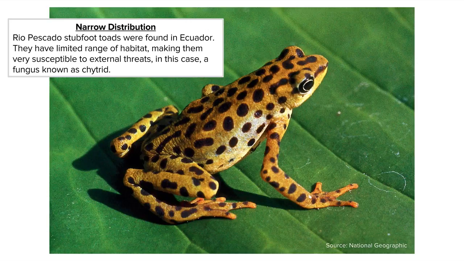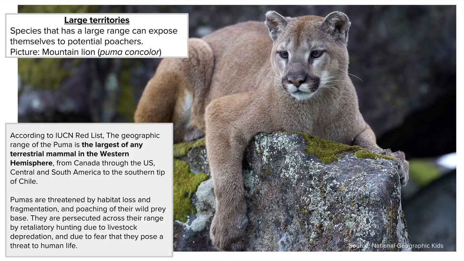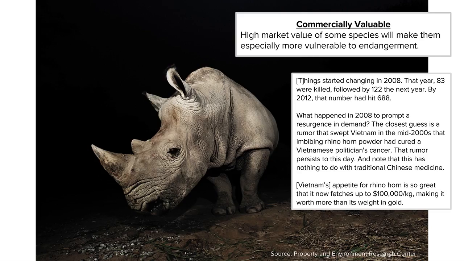Narrow distribution is when they have a limited range of habitat, and similar to the specialized niche, they cannot go to or migrate to other places. Large territories is when they have a huge range, but that makes them very easily discovered by humans. So that's another risk for species extinction. Okay, commercially valuable, that's if they can be killed and be sold for money.